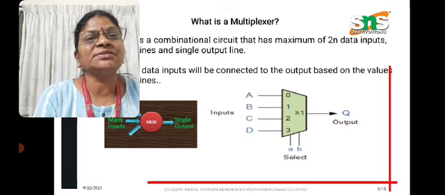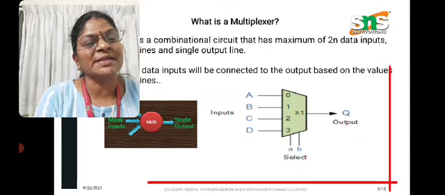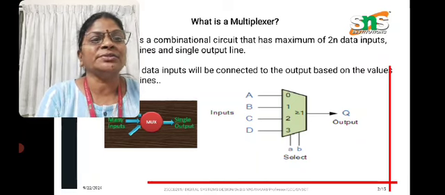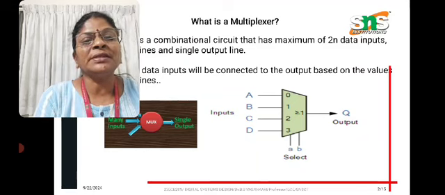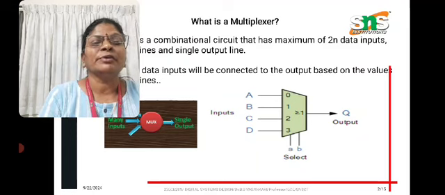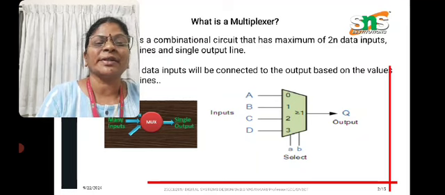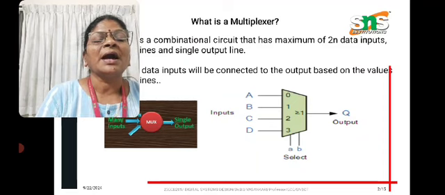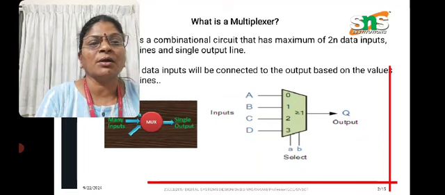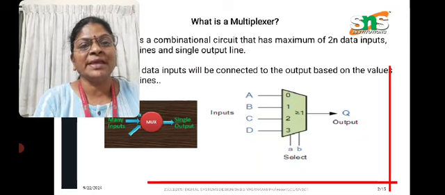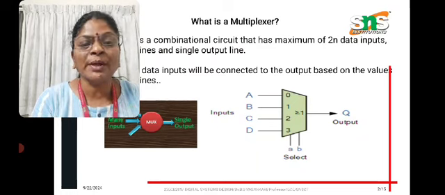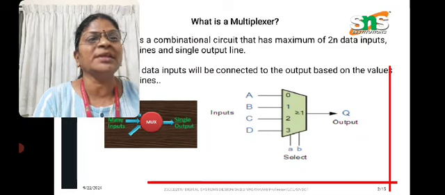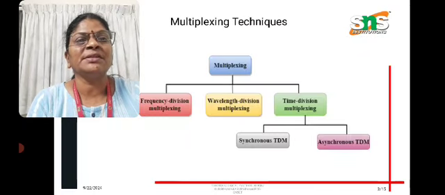So multiplexers are a combinational circuit that has a maximum of 2 power n data inputs, which gives a single output line by using selection lines. Okay, so many inputs and a single output. For example, 2 power n means if your n is 2, we have 4 inputs and 2 selection lines and 1 output. From the 4 inputs A, B, C, D, by using selection lines, we can get only one output. Okay, this is about multiplexer, many into one.